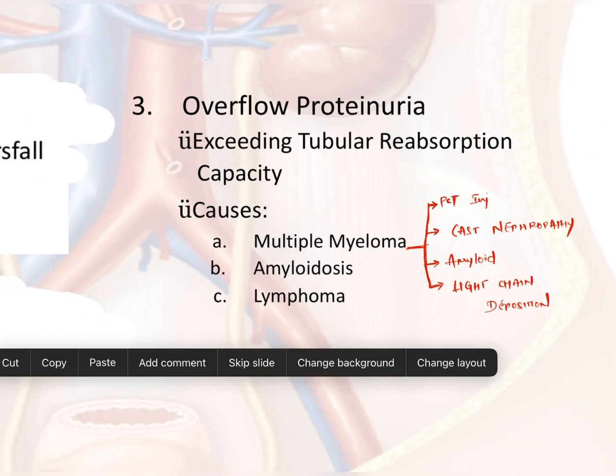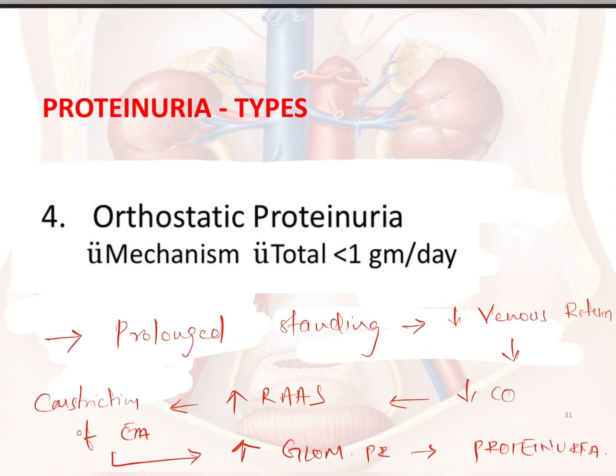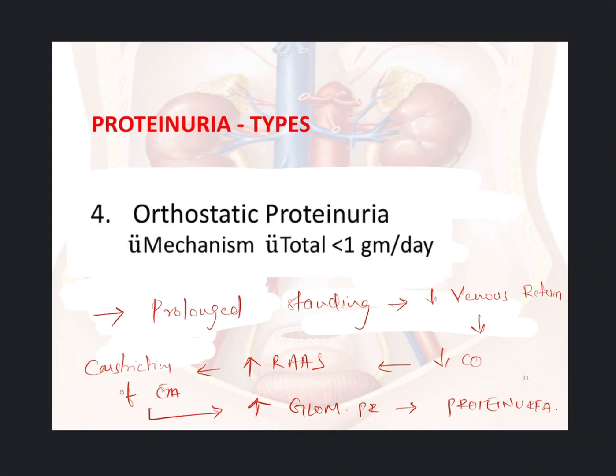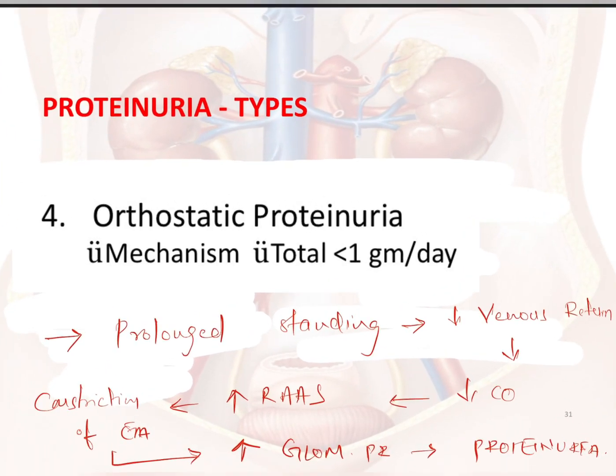And the fourth type is orthostatic proteinuria, in which there is usually minimal proteinuria, that is less than 1 gram per day. The pathophysiology is that prolonged standing causes decreased venous return to the heart, leading to decreased cardiac output and then decreased renal blood flow, which activates the RAS system. As you know, angiotensin 2 is a potent vasoconstrictor of the efferent arterioles. Because of that, there is an increase in hydrostatic pressure in the glomerulus, which leads to proteinuria, but less than 1 gram per day.